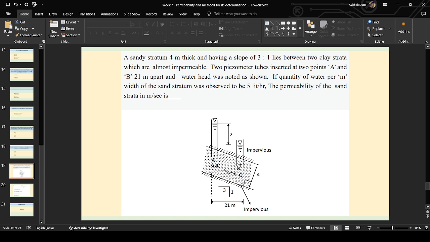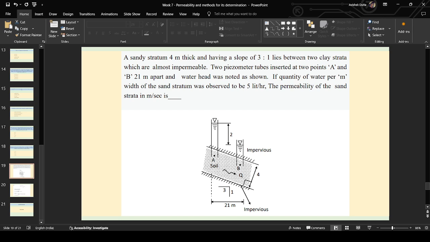Two piezometer tubes are inserted at two points A and B as shown, and the distance between them is 21 meter apart, and waterhead was noted as shown. The difference in waterhead is 2 meter. If the quantity of water per meter width of the sand stratum, width meaning the direction normal to the plane of paper, was observed to be 5 liter per hour, the permeability of the sand strata in meter per second is.